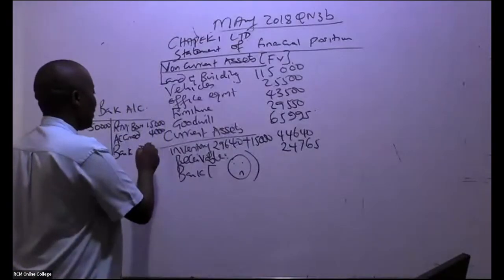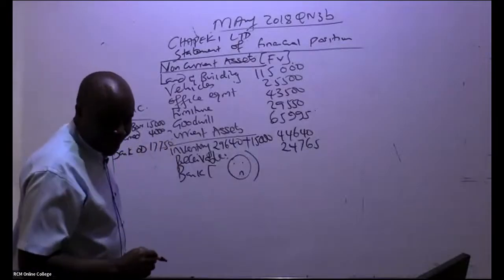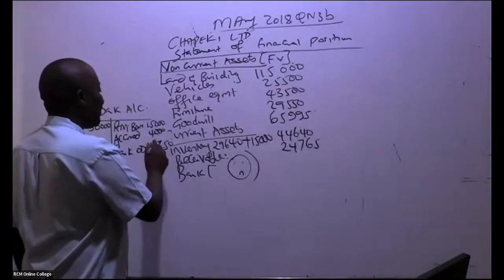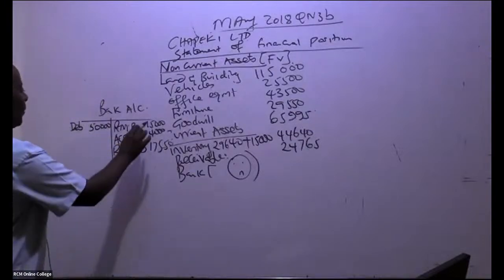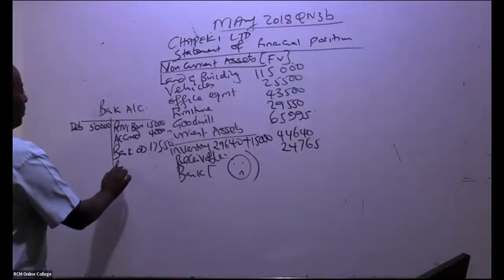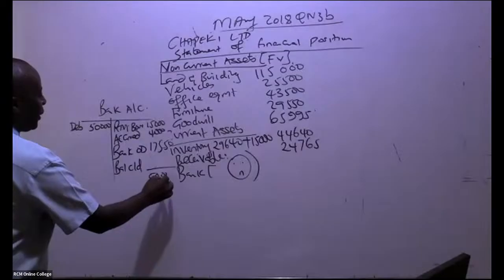17,550. And that is it. So go ahead and give me the balance carried down. It will be here, 50,000.